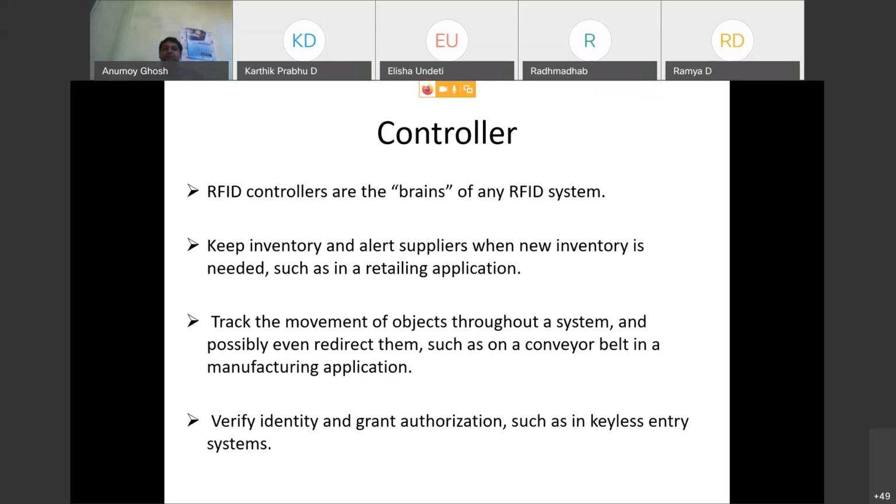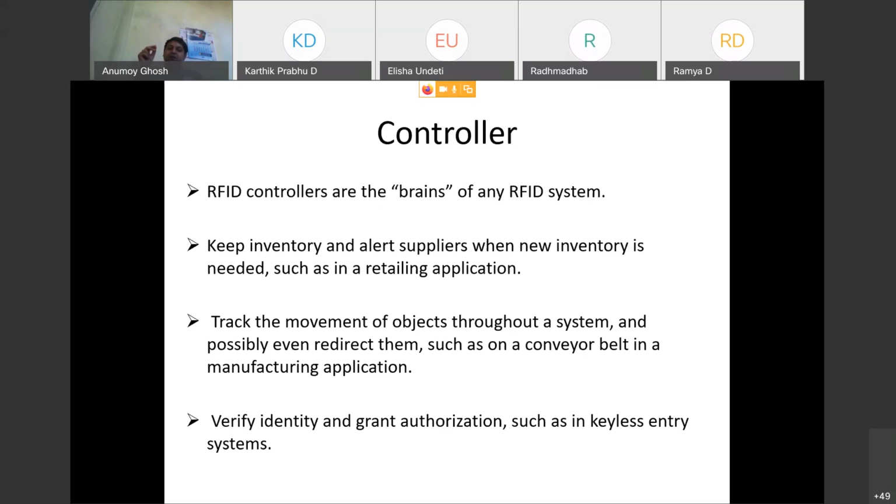So as I've told you, the controller is nothing but the brain of the RFID system. I will discuss it with the example of a toll tax. Suppose a car is going, and there is an RFID tag on the car. The reader will read the tag, and through the middleware the information will be fed to the controller. Now there are two things: either the controller will see that the money is deducted, or the money is not deducted due to insufficient balance.